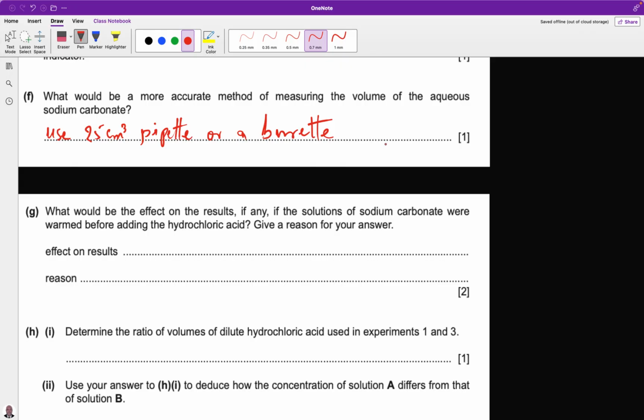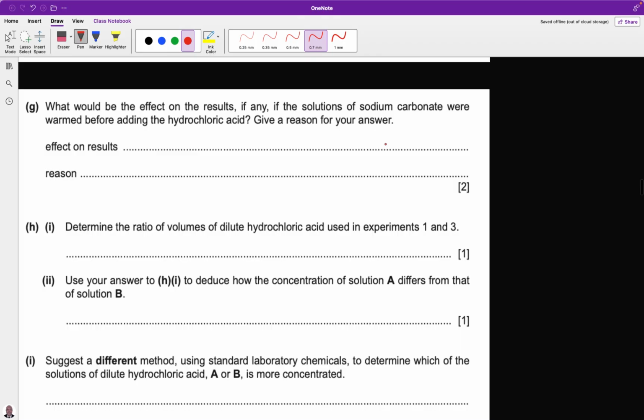Now, G part of the question. What would be the effect on the result, if any, if the solution of sodium carbonate were warmed before adding the hydrochloric acid? Give a reason.